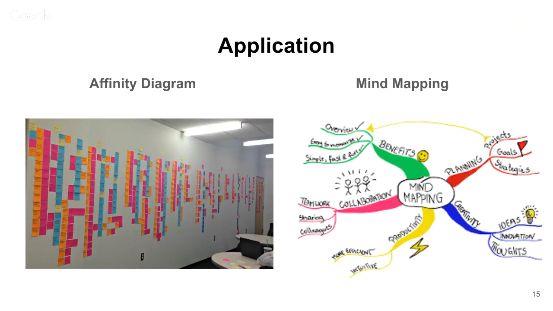Affinity diagrams provide a natural grouping of things that are related. For mind mapping, you take those groups and break them out and slide them into other categories. For us, it was the 6 elements that were the categories.